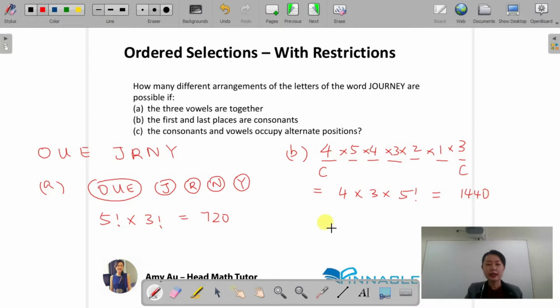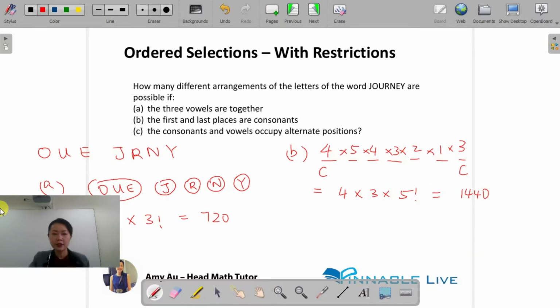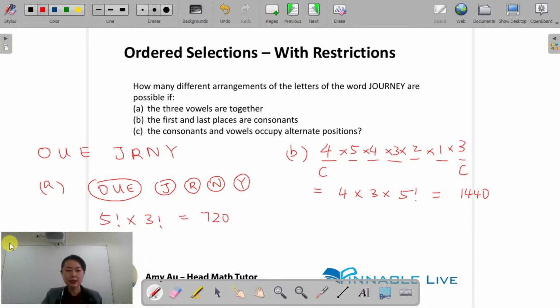Okay, and then the last set, might just move my display here so it's out of the way. Okay, so the consonants and vowels occupy alternate positions. So let's think about this. Because you have 4 consonants and 3 vowels, for that to happen, it pretty much has to be like this. Yeah? So we just go and think about how many ways to fill out each spot.